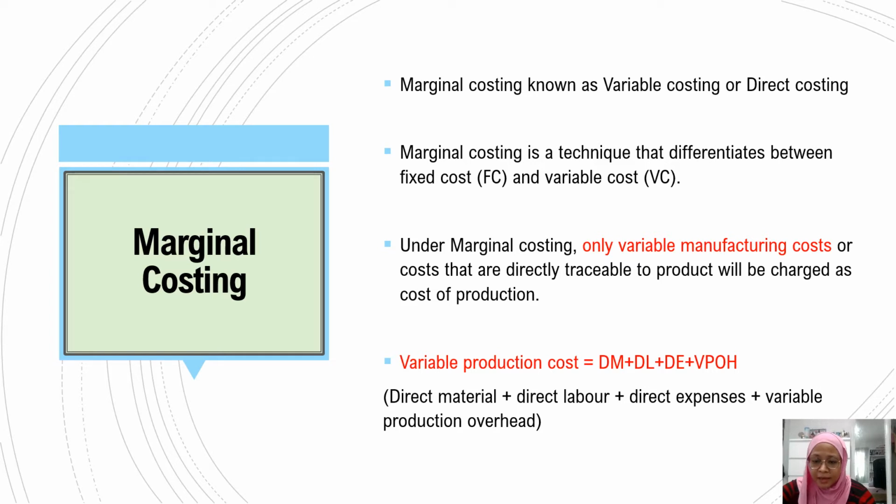So, looking at the formula here, variable production cost equal to direct material plus direct labor plus direct expenses plus variable production overhead. So always remember the key term, okay? The difference between marginal and absorption is marginal costing only includes variable costs. No fixed costs included under marginal costing.